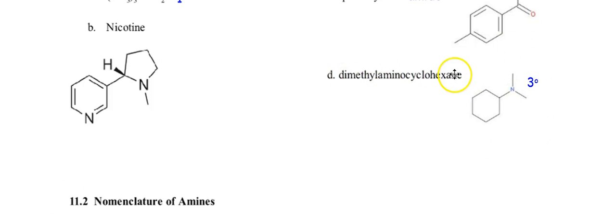This is your common name. What's the IUPAC name? Take a minute out and figure it out yourself. Well, hopefully you got N,N-dimethyl cyclohexylamine. All right, so there you go. Let's go on to the next page.